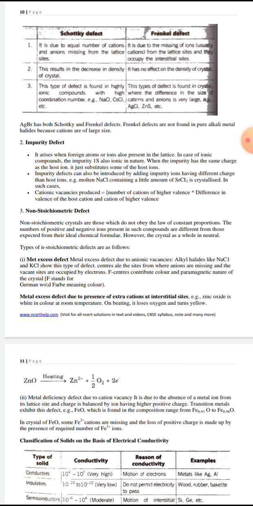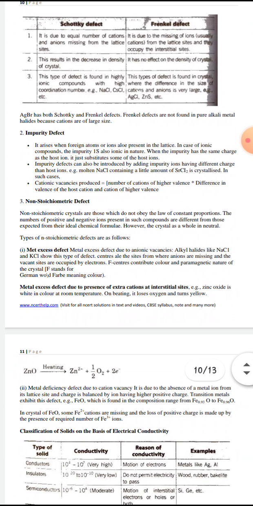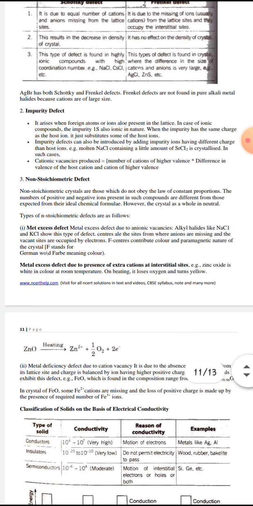Next is the non-stoichiometric defect. Non-stoichiometric defect crystals are those which do not obey the law of constant proportions. The numbers of positive and negative ions present in such compounds are different from those expected from their chemical formula. The types of non-stoichiometric defects are as follows. Metal excess defect due to anion vacancies: KCl shows this type of defect. These are the centers, or sites, from which anions are missing, and the vacant sites are occupied by electrons.